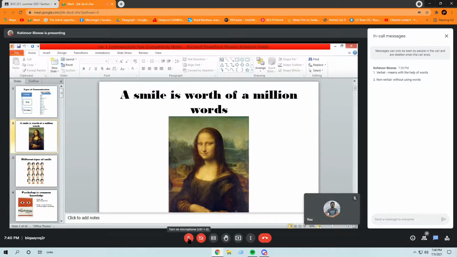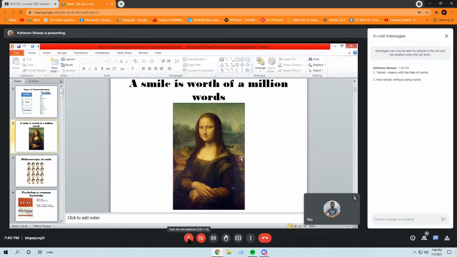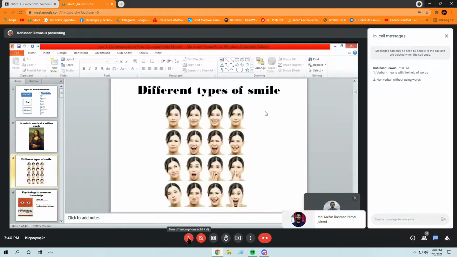So look at this headline. This picture, probably you know, is a masterpiece of art, and the artist is Leonardo da Vinci. And look at the heading. You agree or not? Okay, let's move on. So see these different types of smile. The same person, obviously you can understand, and there are 16 different moods. For example, what would you say? Is this smile formal or natural?